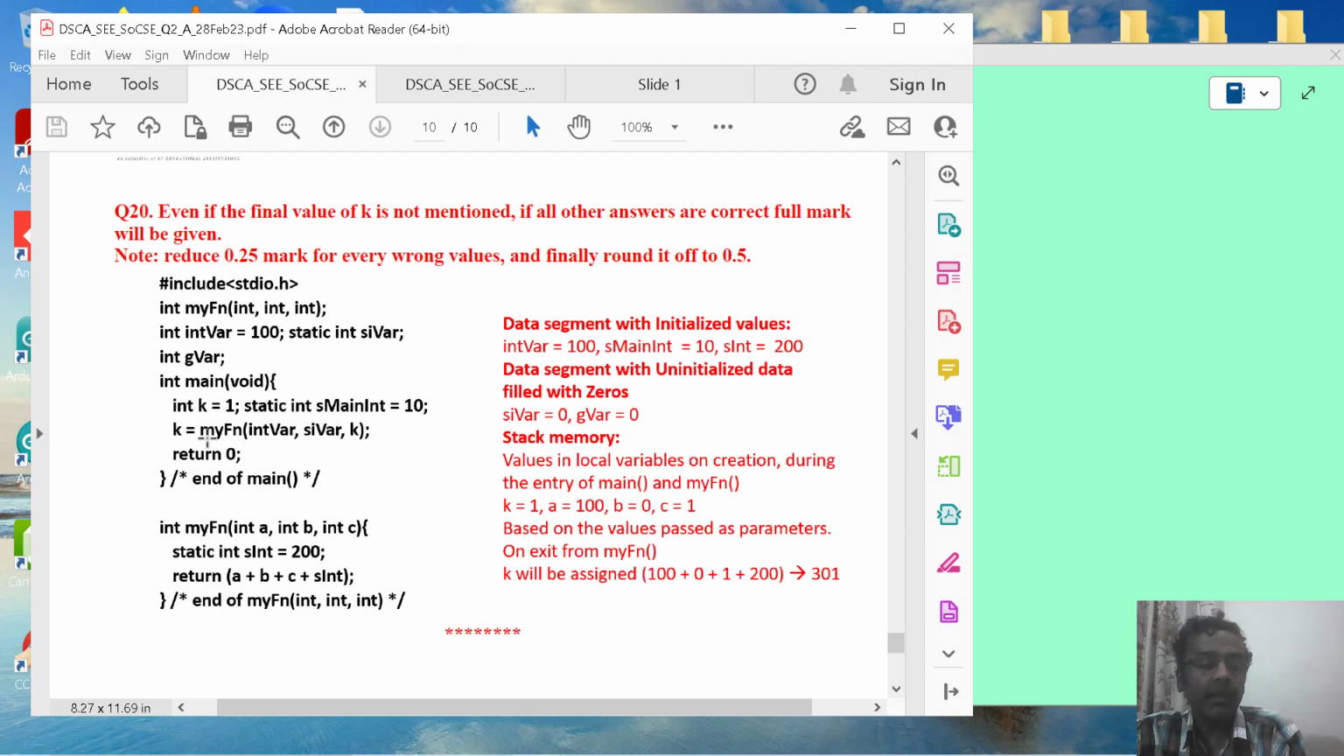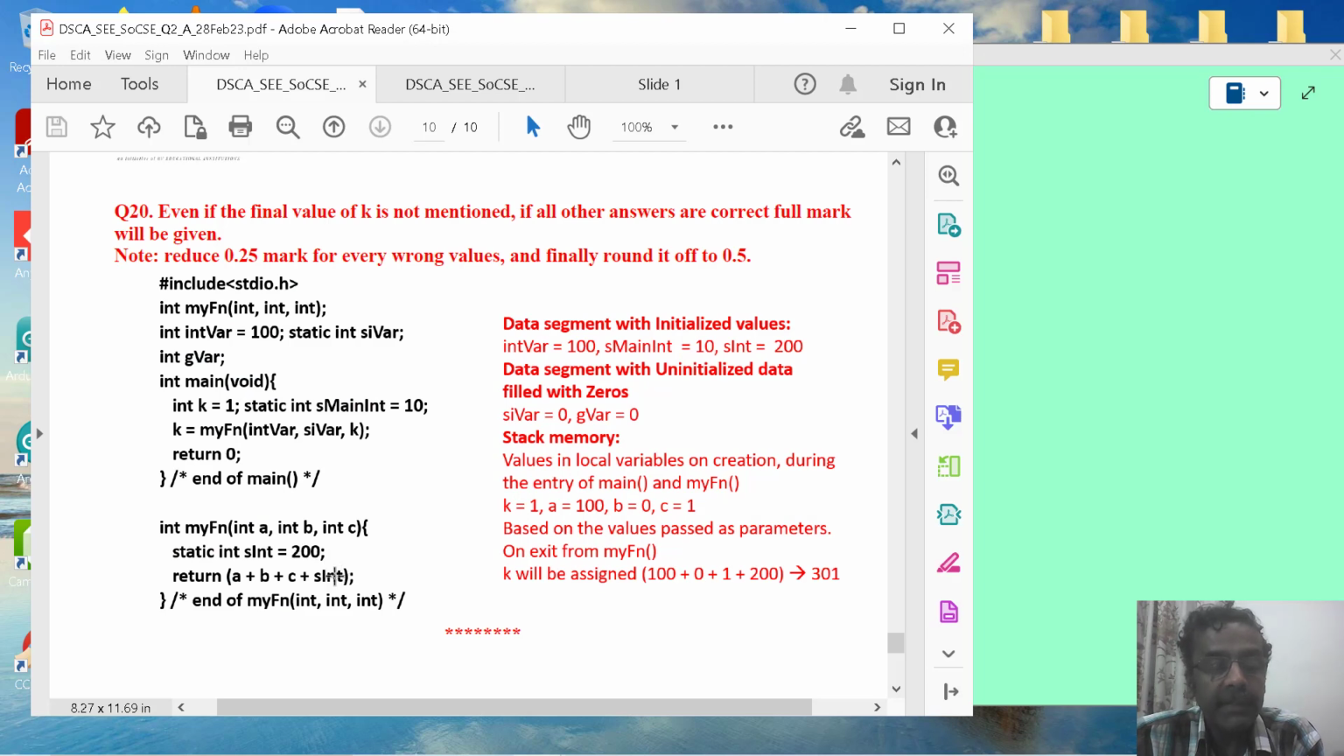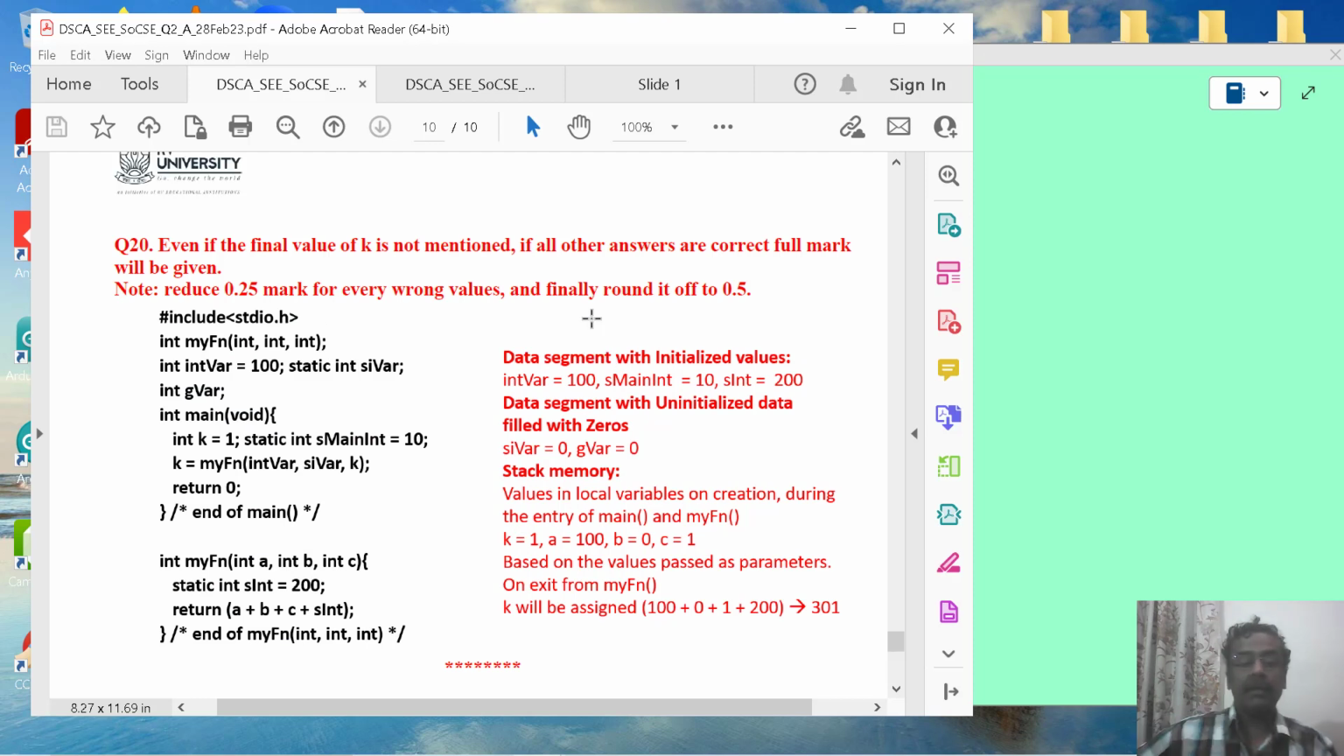And then what does the program do? It calls this myIntVar function, which executes, adds them and returns the result. You can even show the values that get passed and what gets returned as output. The program gets int var, which is initialized to 100, and si var, which is 0, and then k, which is initialized to 1, a local variable. These three values come in, and then the static int, initialized to 200, is added. So finally the result will be 301. So that's all. I think this is very clear.